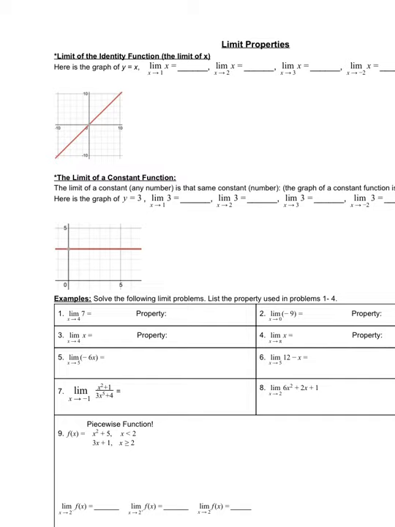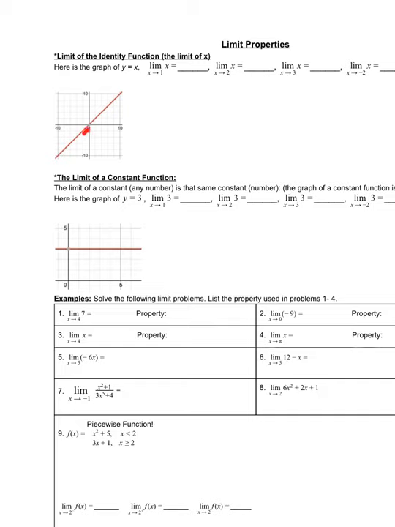Okay, calculus, we're going to just touch base on a couple limit properties here that are pretty handy to know. The first one is called the limit of the identity function. We call it the identity limit, or the easier one is the limit of x, and it looks like this.